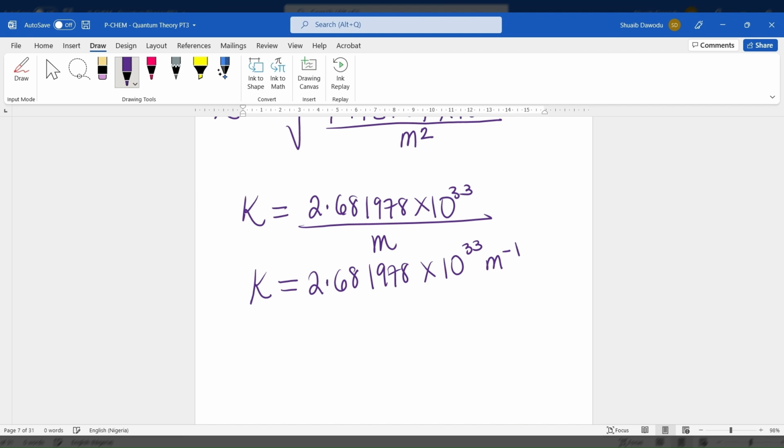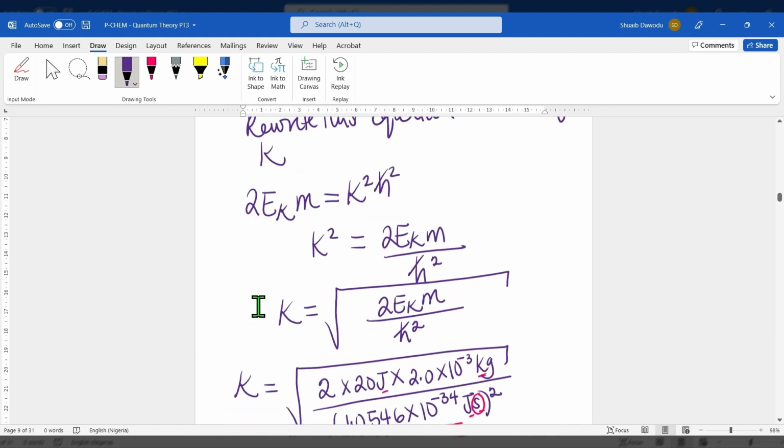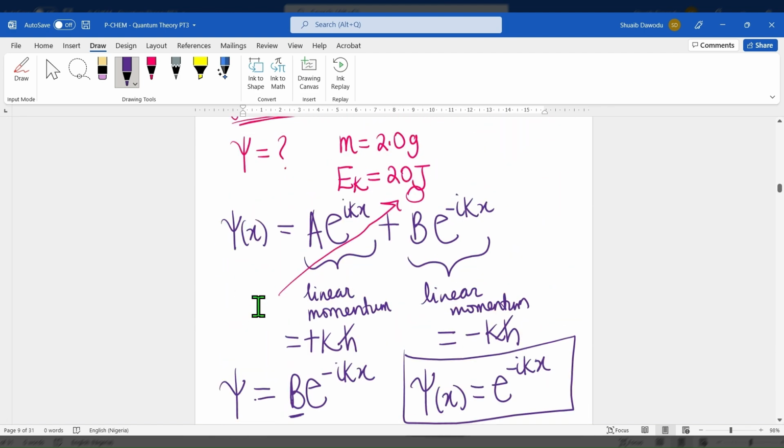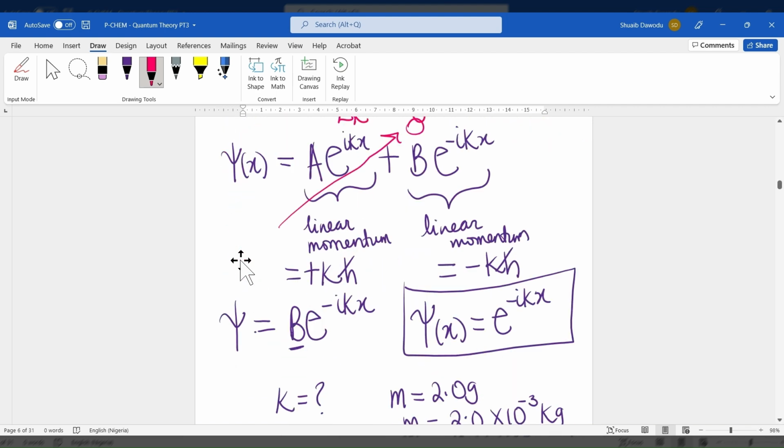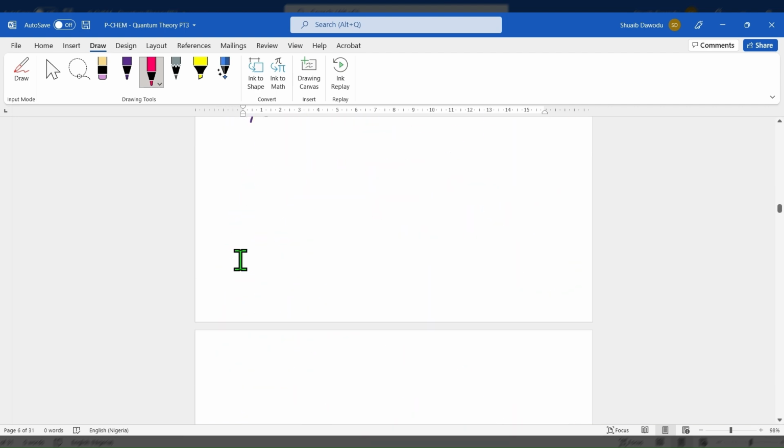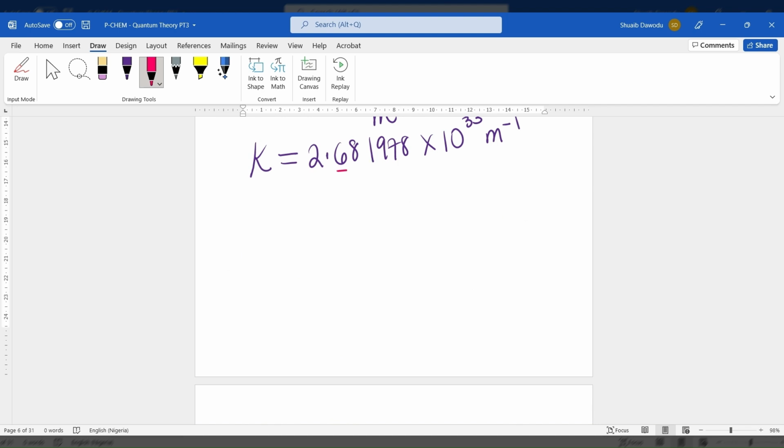But our work is still not done because we're scientists and we're supposed to put our work in the proper number of significant figures. To do that, we have to go back to our question to determine the number of sig figs. Going back to our question, we see that we have 2.0 grams and 20 joules. Both of them are in two sig figs, which makes our final answer to be in two significant figures.